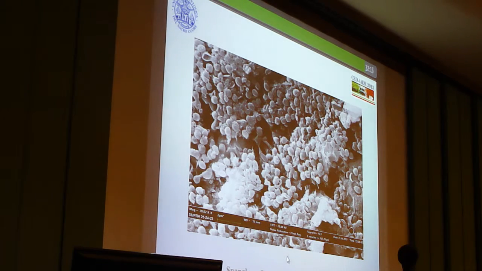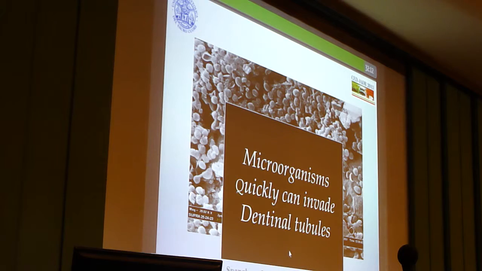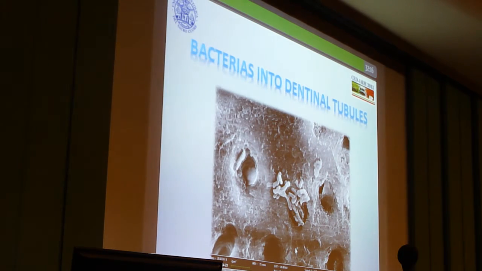These are bacteria and microorganisms, and we know now that microorganisms can quickly invade dentinal tubules. This is a nice picture taken by our electron scanning microscope at the university, and it shows the bacteria which are trying to enter inside the dentinal tubules.